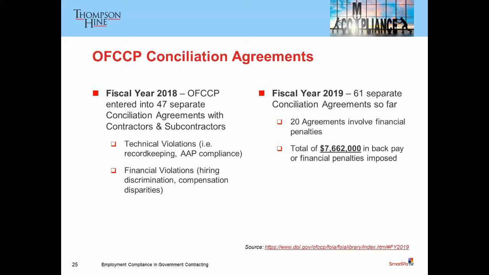And so far in 2019, OFCCP has entered into 61 different conciliation agreements, and 20 of those have involved financial penalties for a total of about $7,662,000 in back pay or financial penalties.